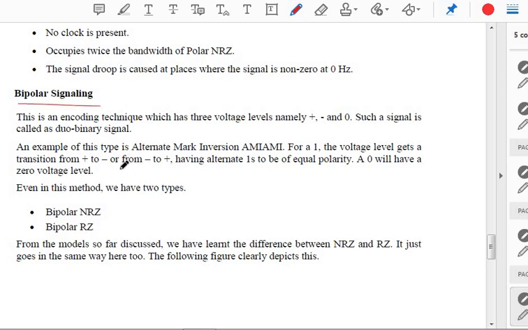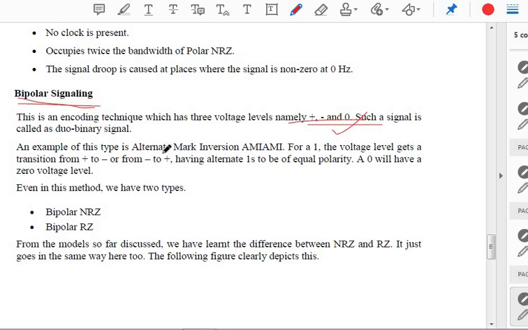The third type of line coding is bipolar signaling. Basically it is also called alternate mark inversion. This is an encoding technique which has 3 voltage levels: plus, minus and 0. 0 is considered here as a voltage level. So there are 3 voltage levels in bipolar signaling. In unipolar signaling there is only 1 voltage. In polar coding there are 2 voltages, positive or negative. But in bipolar line coding we use 3 levels: positive high voltage, negative high voltage and 0 also.